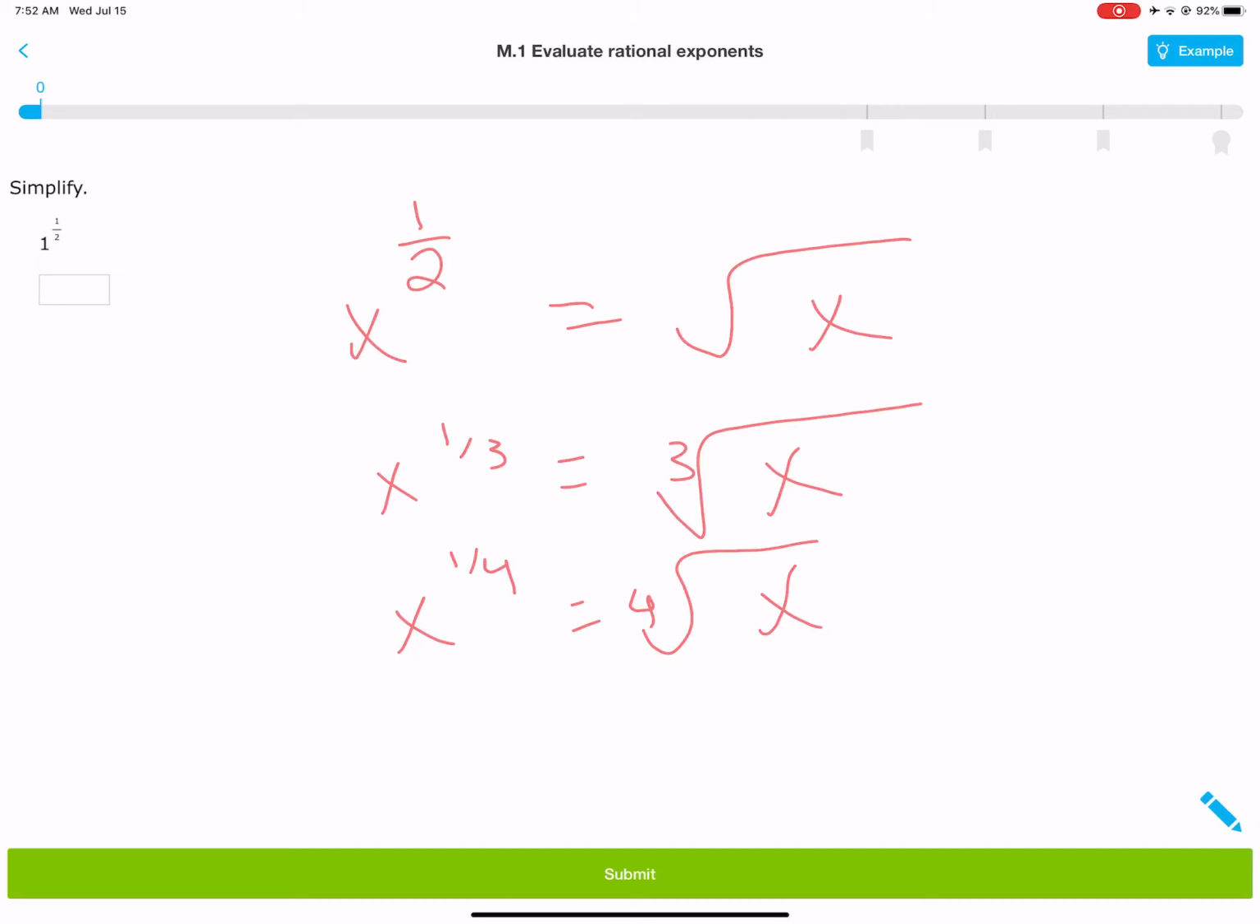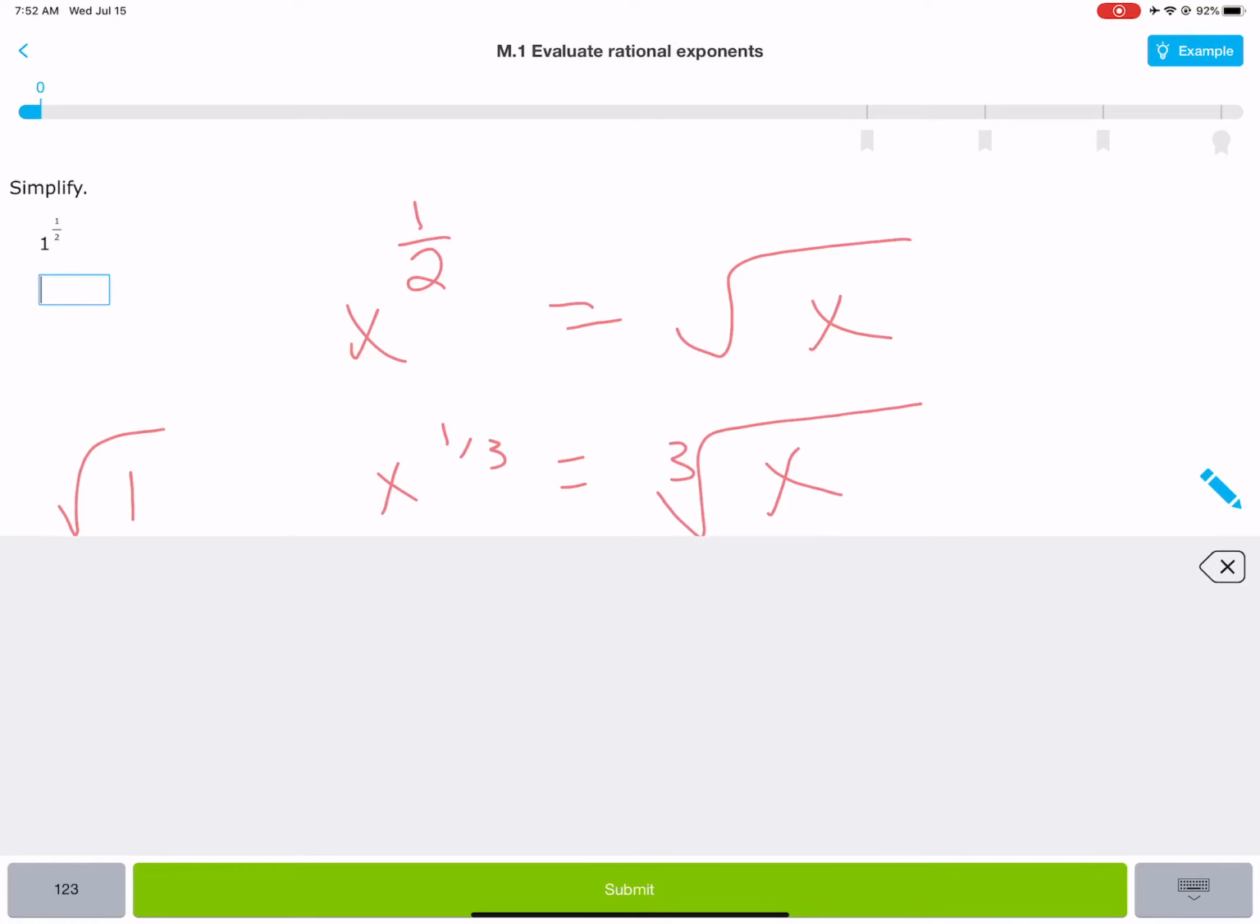So 1 to the 1/2 power is actually the square root of 1. What number multiplied by itself gives you 1? Well, that's 1. Submit.